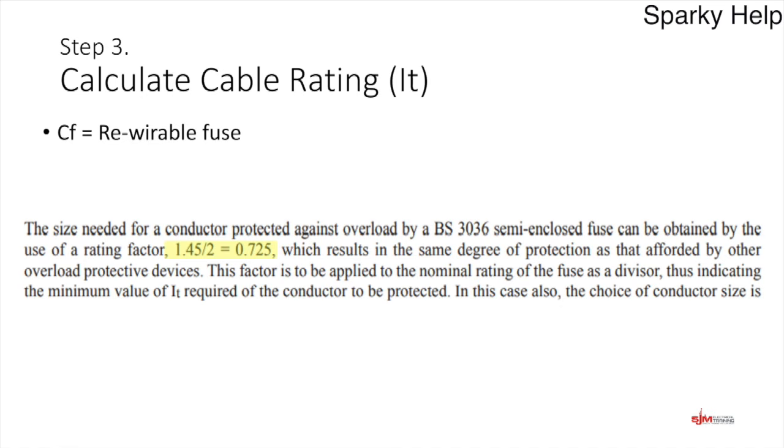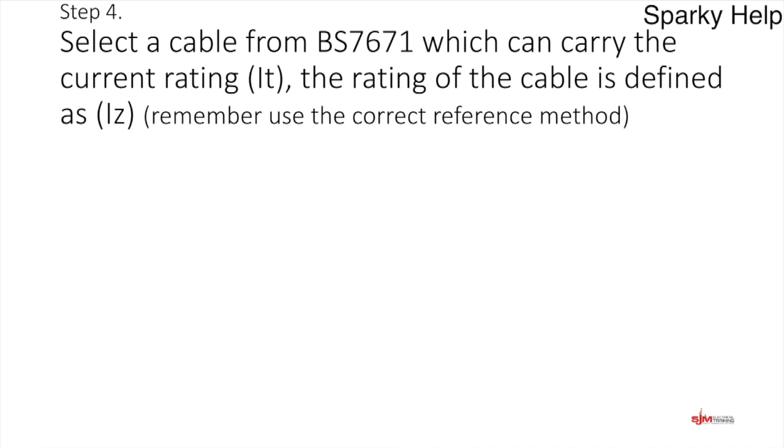So you can understand, therefore, if it takes 20, it takes more current. The cable, therefore, may have to be bigger and is made bigger to compensate for that extra current for the duration of overload or fault that you may well have. So 0.725 is the factor if you put a rewirable fuse on. Obviously, if you don't, ignore it. Then what do you do?